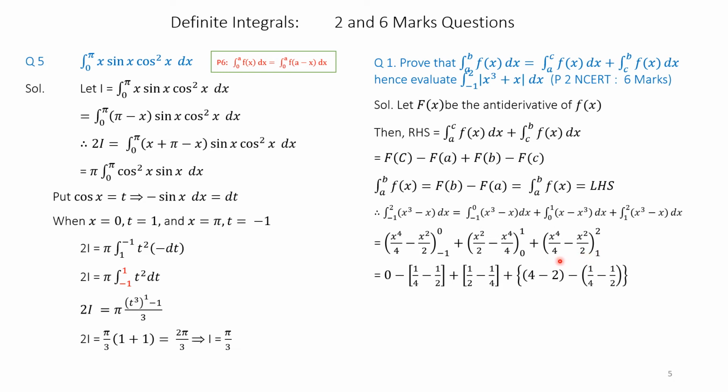x as 2, 2 to the power of 4 is 16. Sorry, x to the power of 4 is 16. 16 by 4 is 4 minus the upper limit, if you put it, 4 by 2 is 2. So therefore 16 by 4 minus 4 by 2 is 2, minus the lower limit here. So x to the power of 4 is 1. If you put 1, it is 1 by 4 minus of 1 by 2. So simplifying, we get the answer as 11 by 4.